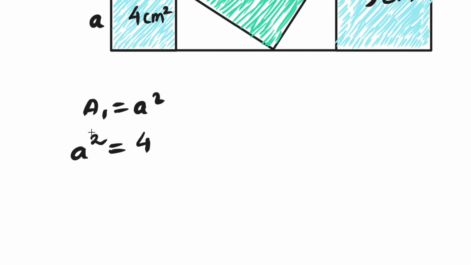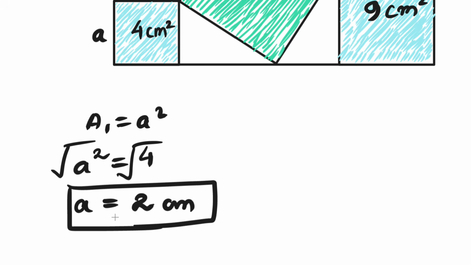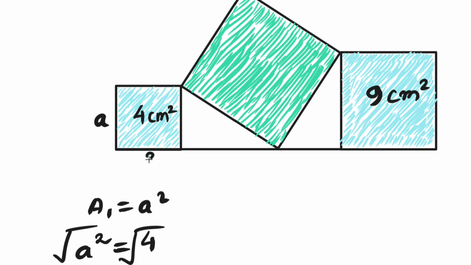To find A, we take the positive square root of both sides. The positive square root of 4 is 2, so A equals 2 centimeters. Therefore, every side of the smaller blue square has length 2 centimeters.